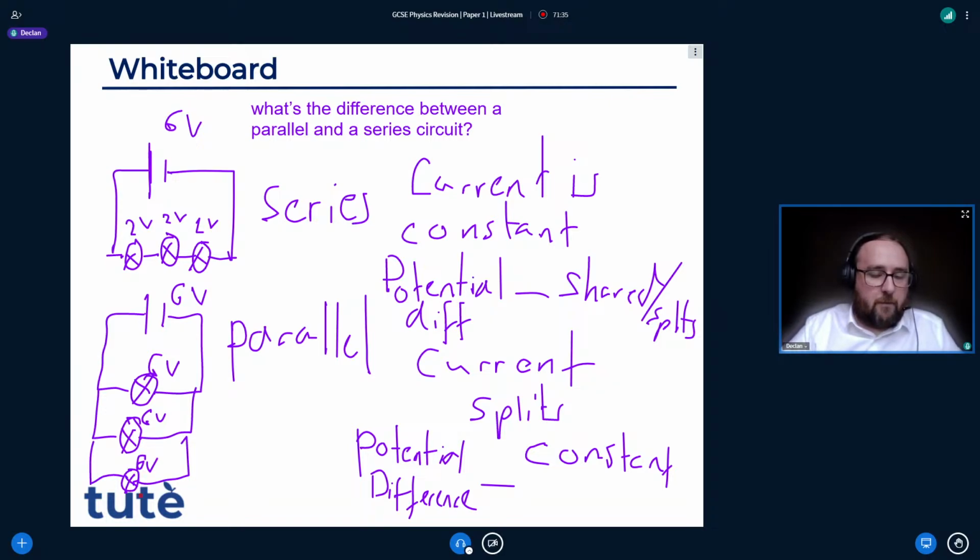If we added another bulb into that bottom one, if we had 2 bulbs here, we've got a mini series circuit. So those 6 volts get shared into 3 and 3 volts. So it's constant across each branch. So that's the difference between a series and a parallel circuit.